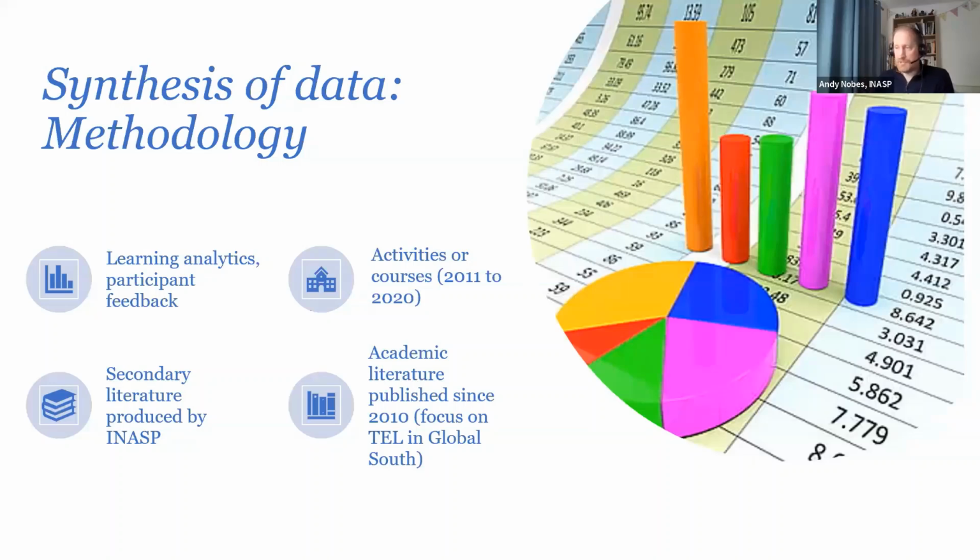We also looked at secondary literature produced at our organisation throughout the years. We published around 30 blogs and reports and lots of other internal reports and documentation which were included in the findings. And then finally, we reviewed the academic literature, which talked about either technology enhanced learning exclusively or partially within the context of the Global South.